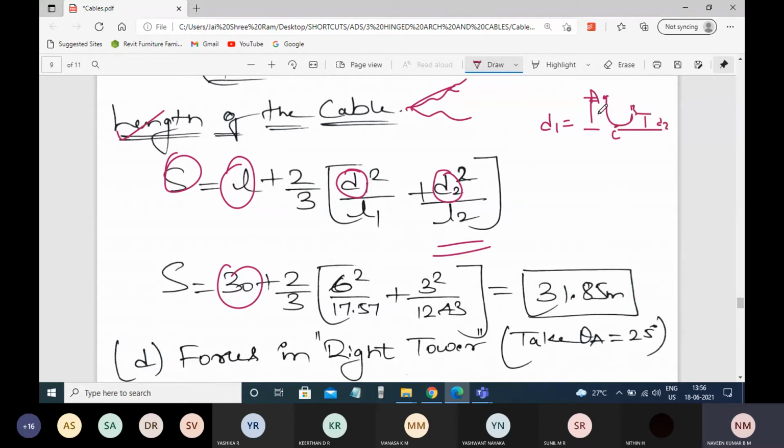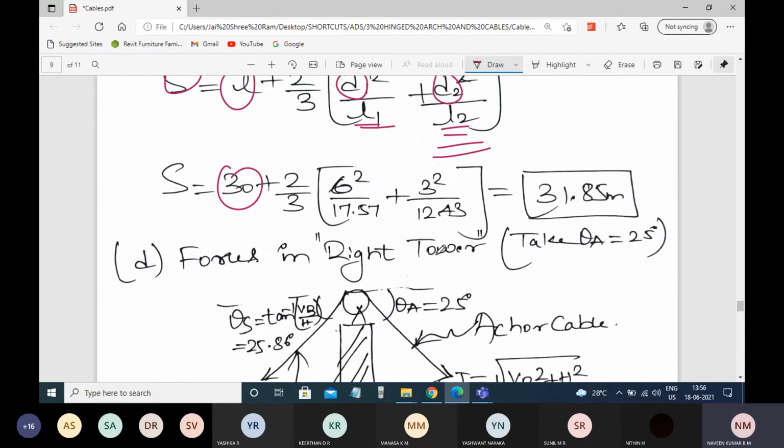Understood? So the total dip is 6 meter over here, and the total dip from B to the lowest point of the cable is 3 meter, right? And L1 and L2 are the horizontal distances from A to C and from C to D. So that also we have determined. So happily you can substitute and you can get the length of cable. So I hope it is clear.